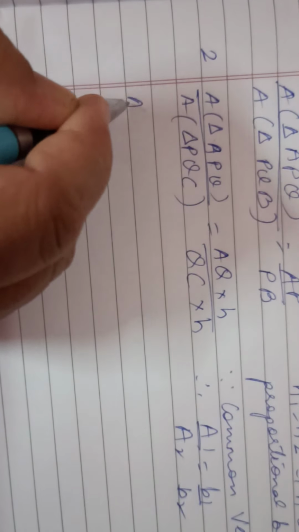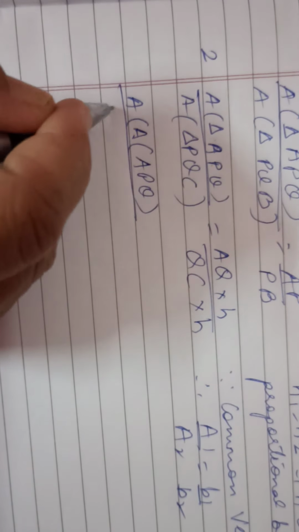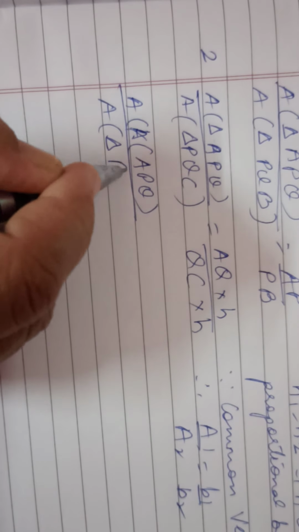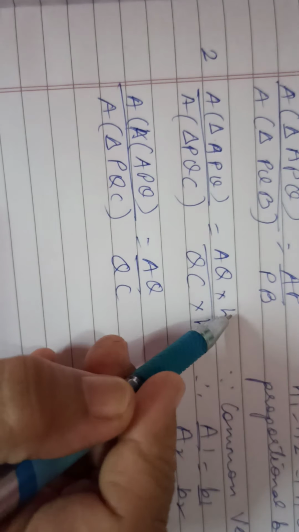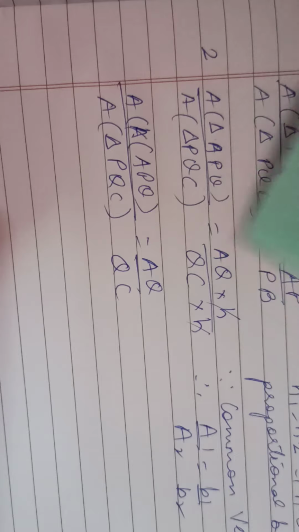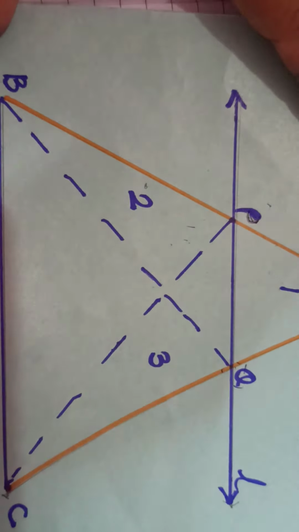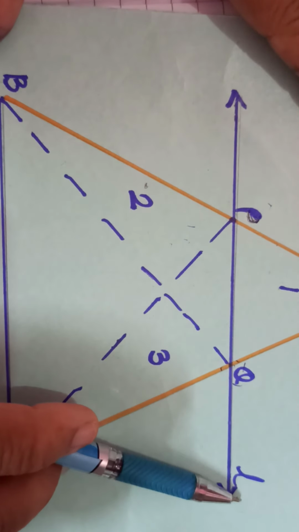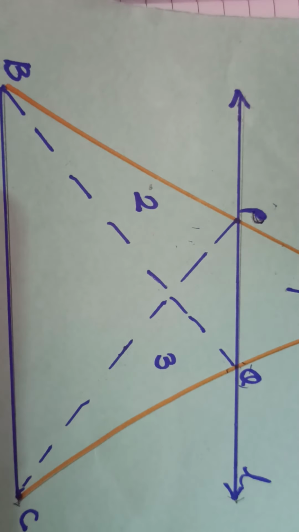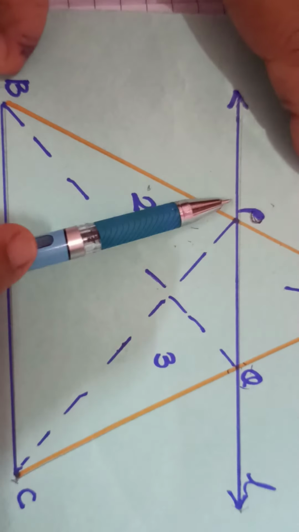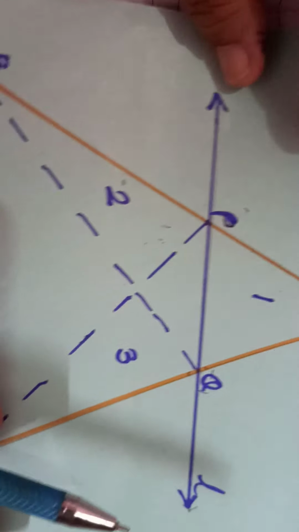And because they have common height, area of triangle APQ upon area of triangle PQC is equal to AQ upon QC. Because the heights are common, we cancel their heights. Now, consider the two triangles in between the parallel lines. PQ is parallel to BC. Which are the two triangles inside the parallel lines? Triangle PQB and triangle PQC. Right? So what do you conclude?